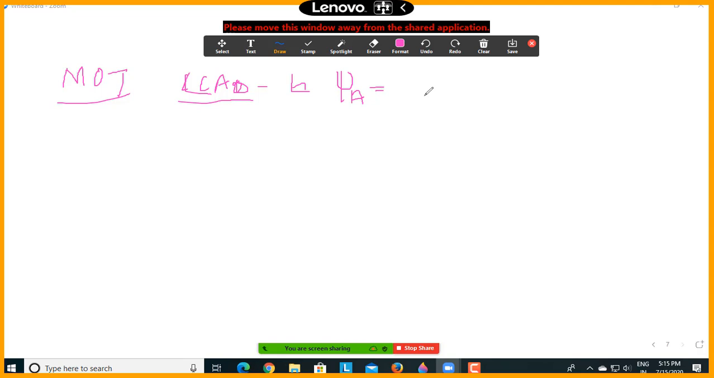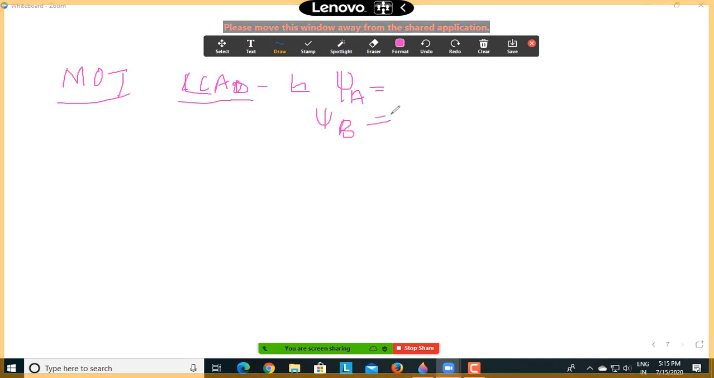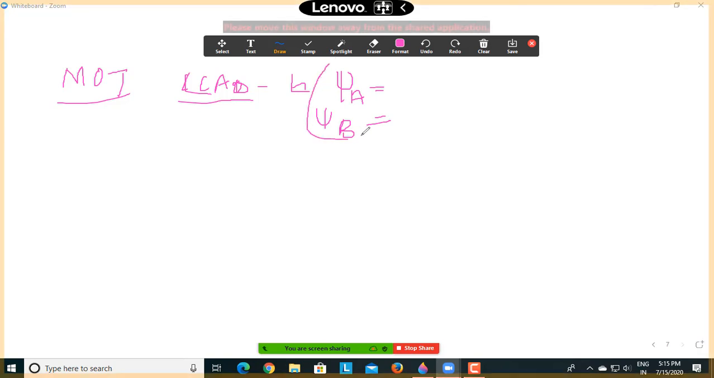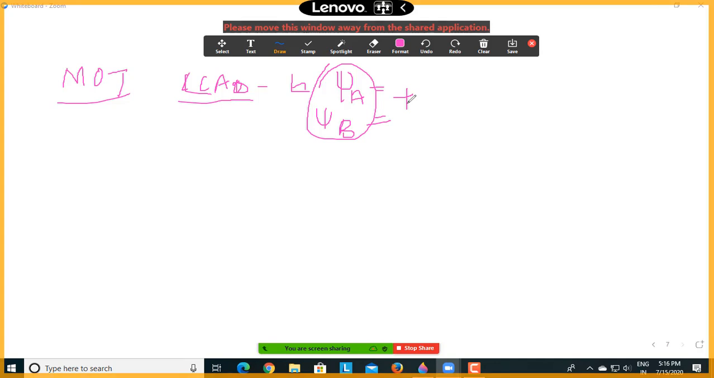Amplitude of electron wave of one orbital, and psi B, we are taking another amplitude of electron wave of another orbital. Clear? So these two electron waves, when mixed together, a chemical bond is formed due to overlapping of atomic orbitals. So electron waves must mix together. When overlapping of atomic orbitals takes place, electron waves must mix together.